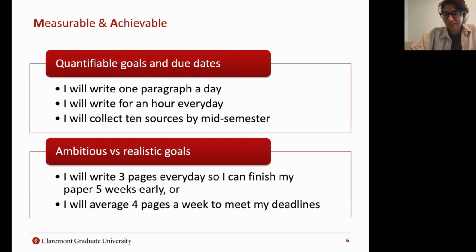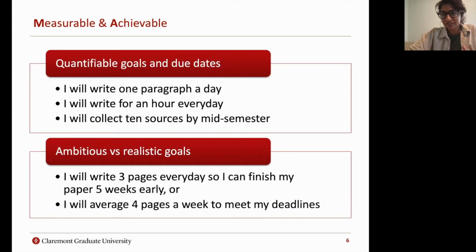And then if that doesn't really work for you, you can also think about the actual content of your paper. So, I'll collect 10 sources or 15 sources by mid-semester, or I'll be able to build an abstract and an argumentative paper, those two parts, by a certain point in the semester. But either way, you want to develop a way to quantify the amount of goals that you have and what you can accomplish. Being able to determine quantifiable goals makes them also realistic goals for yourself. And you want those two things happening in accordance with one another.